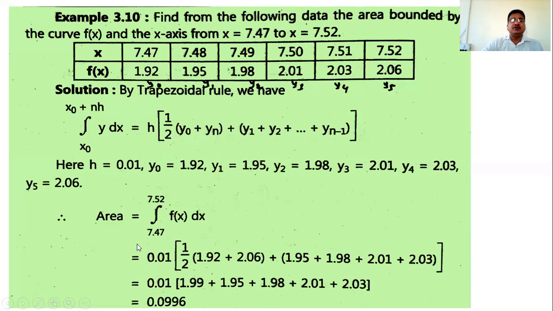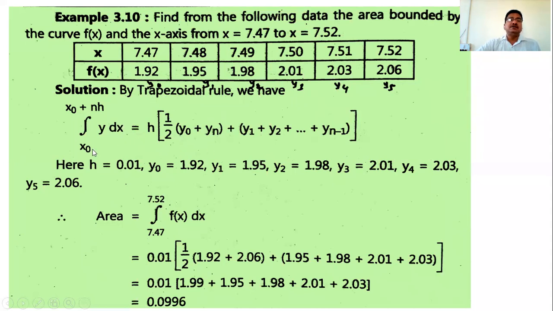So write the trapezoidal rule. Here the number of subintervals is 5 in number. So how many values of x are given? 1, 2, 3, 4, 5, 6. That means the number of subintervals is 5 in number. We cannot apply Simpson's 1/3 rule or Simpson's 3/8 rule. So only one choice, apply the trapezoidal rule, because the number of intervals is 5 in number.